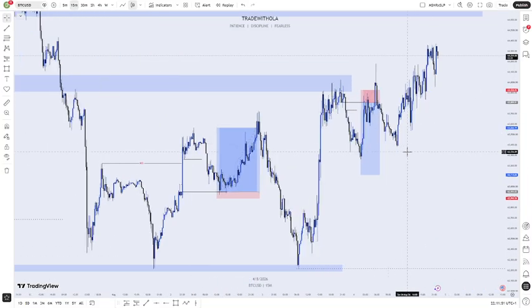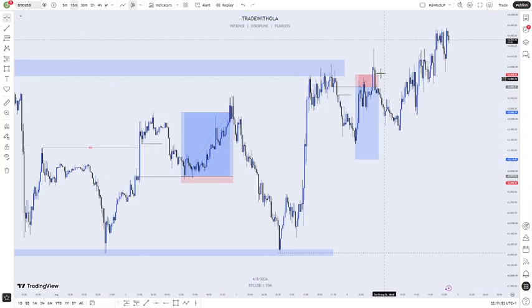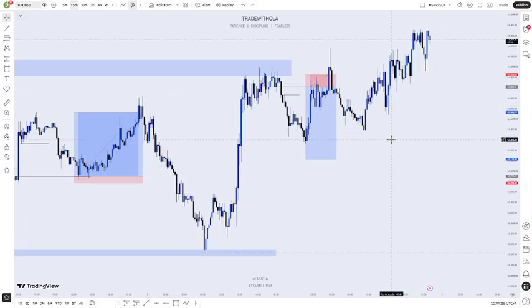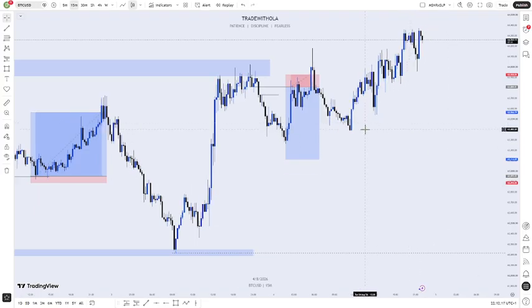But my friend continued. He saw this reaction again and decided, oh, let me go in. This was a break of structure, inducement, and then he used this closest POI here, which is this one. Price reacted off that POI a little bit and then stopped him out. Are we seeing that?